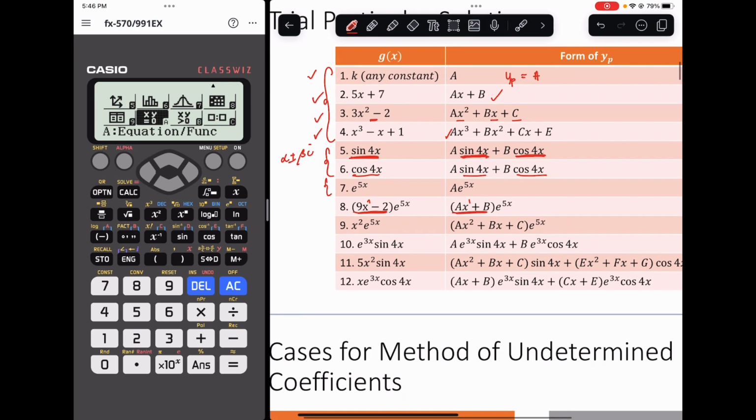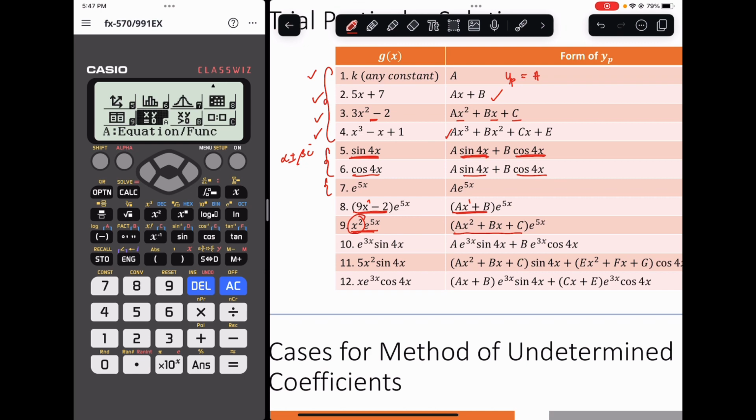For number 9, it's a product of an exponential function and a polynomial, x squared. Since the highest is 2, it should contain x squared up to the constant c. So we'll have ax squared plus bx plus c, multiplied with e raised to 5x. Number 10 is a combination of an exponential function and sine.